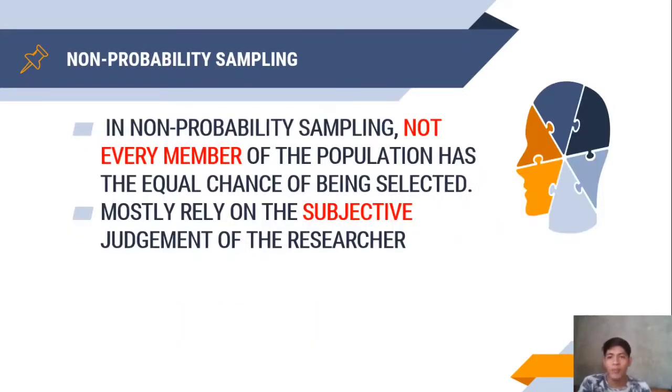Next is the non-probability sampling. In non-probability sampling, not every member of the population has the equal chance of being selected. Mostly rely on the subjective judgment of the researcher. So dito kasi hindi tayo aasa dun sa probability, kasi hindi lahat ng members ay may equal chance na mapili, kasi maraming factors ang kino-consider dito.